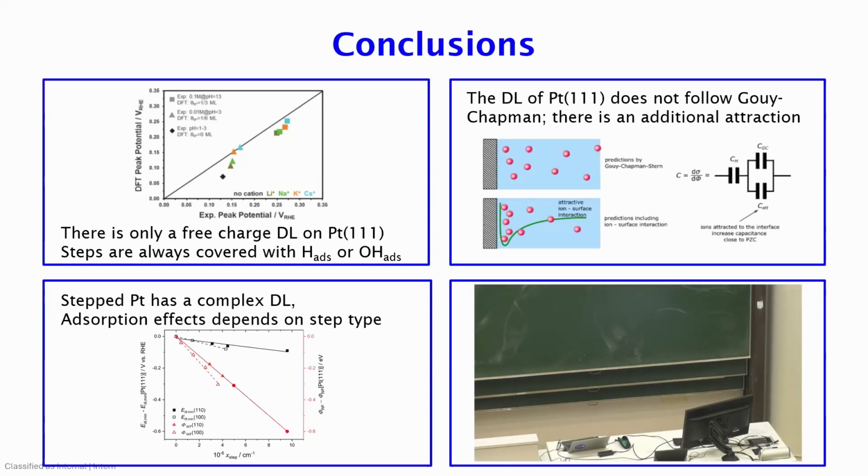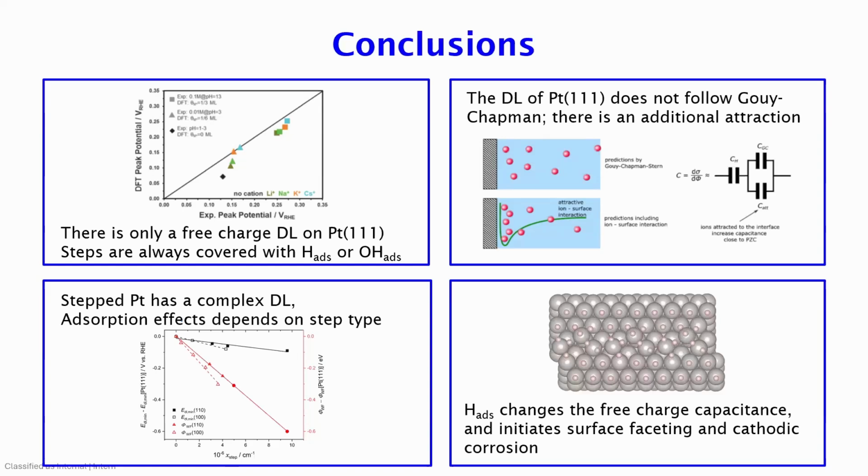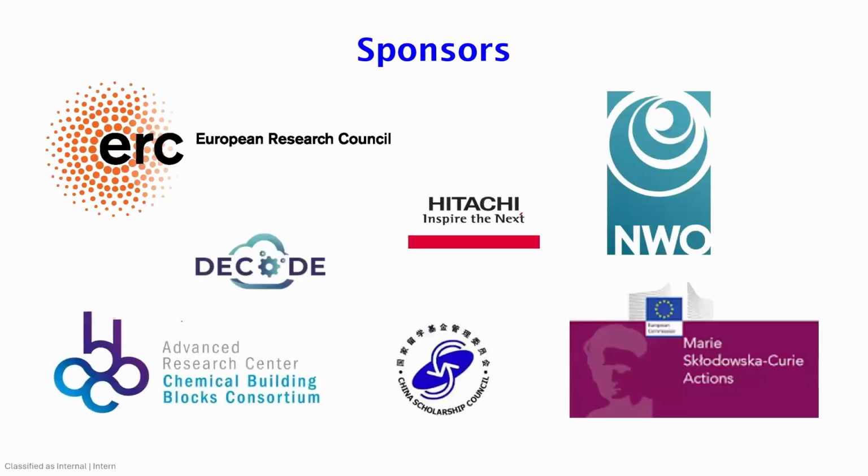Stepped platinum has a much more complex double layer. We see again evidence for OH formation on these steps, and that changes how the potential of zero charge changes with step density compared to what we see from work function measurements in UHV. And then if you go to higher concentrations of hydrogen, we see that the surface actually changes structure, and this goes for both steps as well as for terraces.